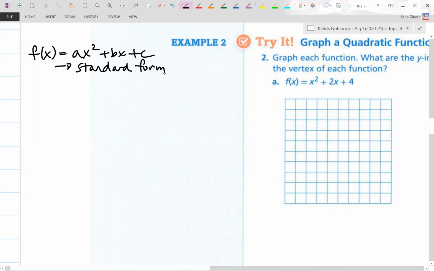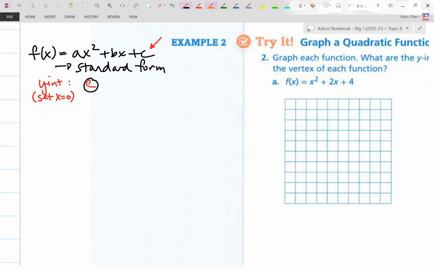First thing you want to do is identify the y-intercept, right? This is when we set x equal to 0, technically. When you do that, it's just the c value. The c value, ladies and gentlemen, is your y-intercept, the number by itself. Step 2, look for the axis of symmetry. This is where the parabola is cut in half.